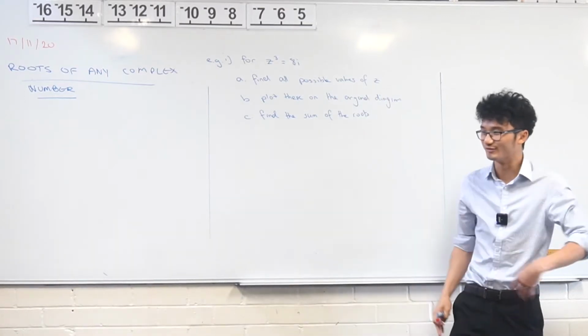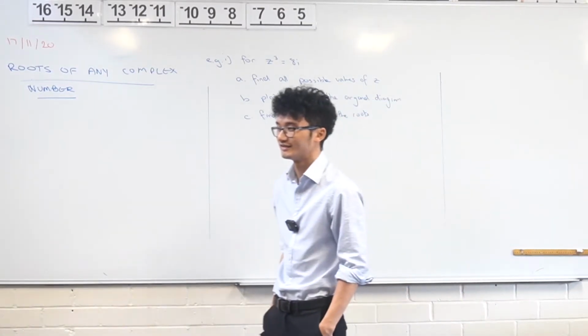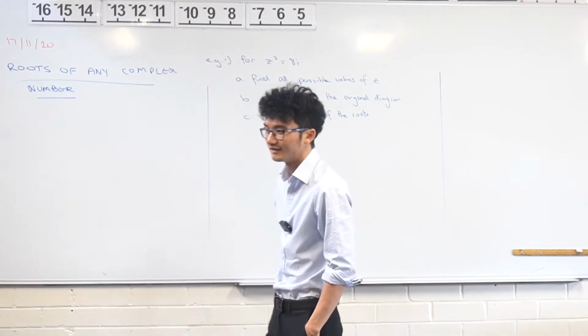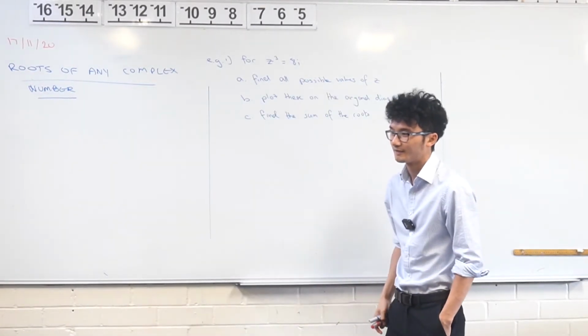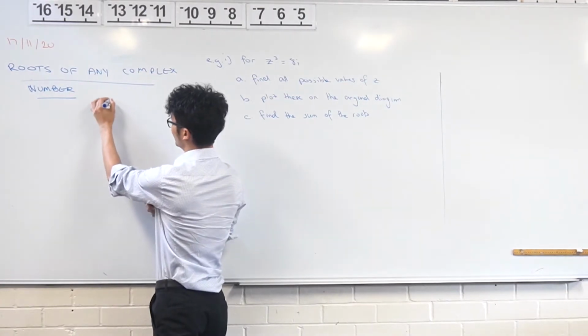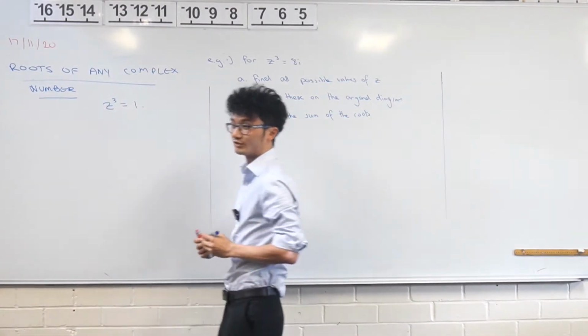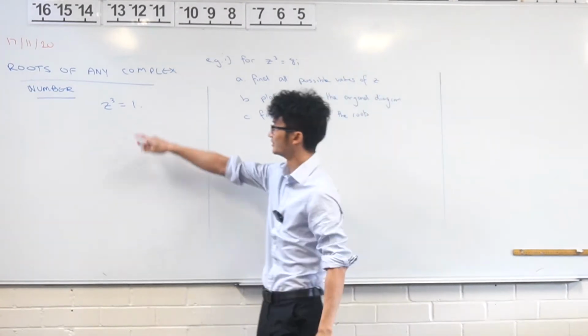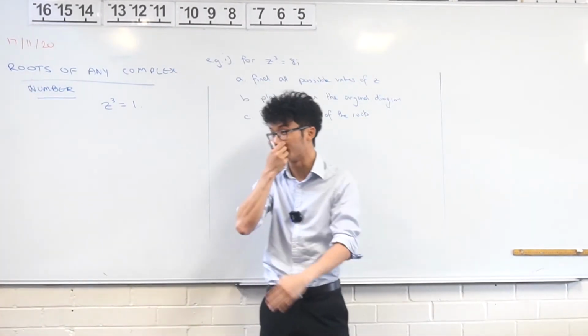Yeah, roots of unity. And what was the roots of unity, Alyssa? A number to the power of n would have n roots. Yeah, that's right. And so we looked at particular examples, for example, z cubed is equal to 1. That's what we call a root of unity, right? Because it's like, what are the cube roots of 1?